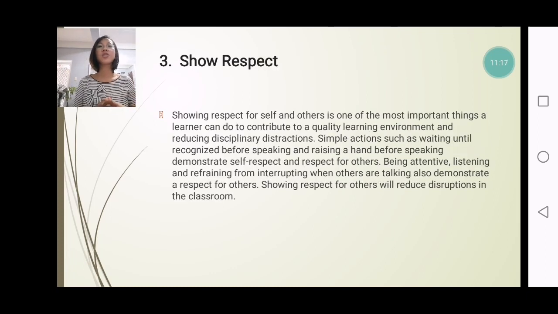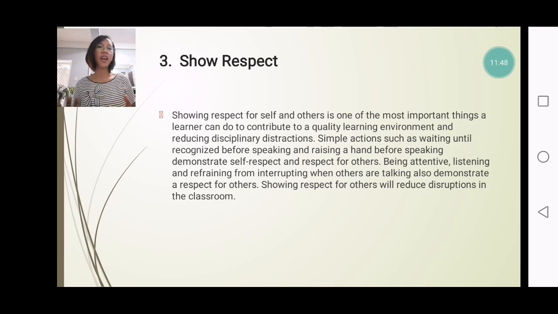And the third is show respect. Again, showing respect for self and others is one of the most important things a learner can do to contribute to a quality learning environment and to reducing disciplinary distractions. If only we don't take this virtue of respect for granted, it should be a very peaceful world and even a very peaceful learning environment.